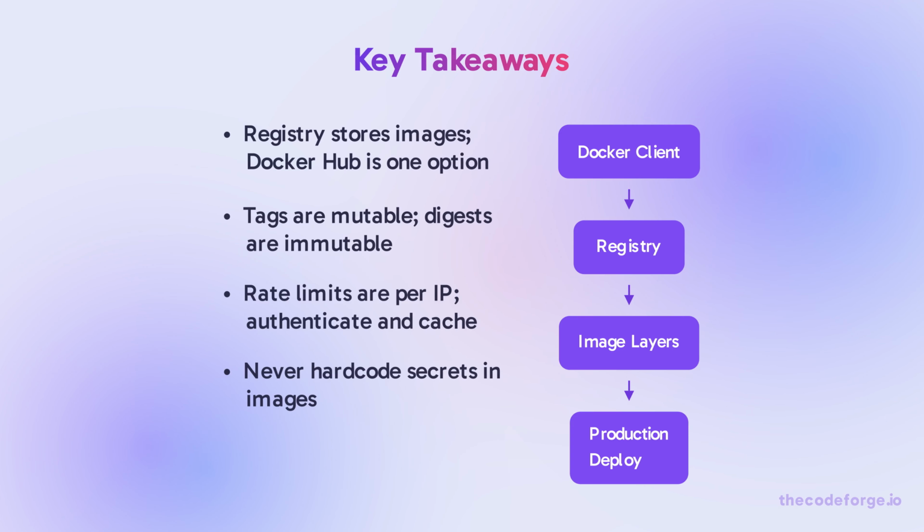To wrap up, a Docker registry is the storage server for images. Tags are convenient but mutable, so pin to digests in production. Docker Hub rate limits are per IP, so authenticate your CI runners and use a pull-through cache. And never hardcode secrets in images.